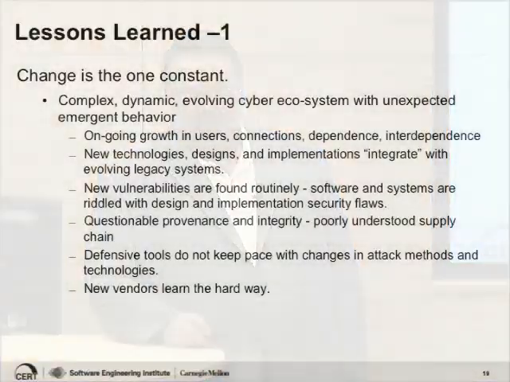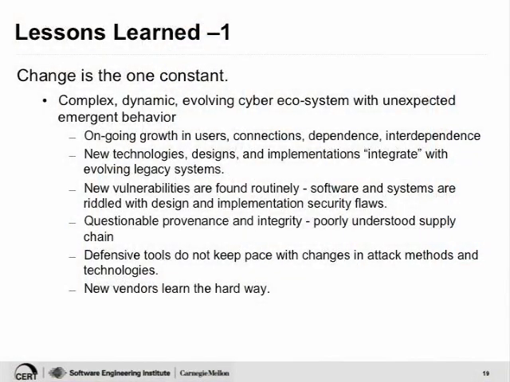So some lessons that we've learned over these last years, I think one of the biggest is that change is the one thing that's constant. We have a number of complex, dynamic, and evolving cyber systems, and a lot of the behavior that we see from those systems is unexpected. Our systems have become so large and complicated that it's very difficult to understand where all the vulnerabilities are and how we're going to deal with them. We are going to continue to see ongoing growth in users, connections, dependence, and interdependence.